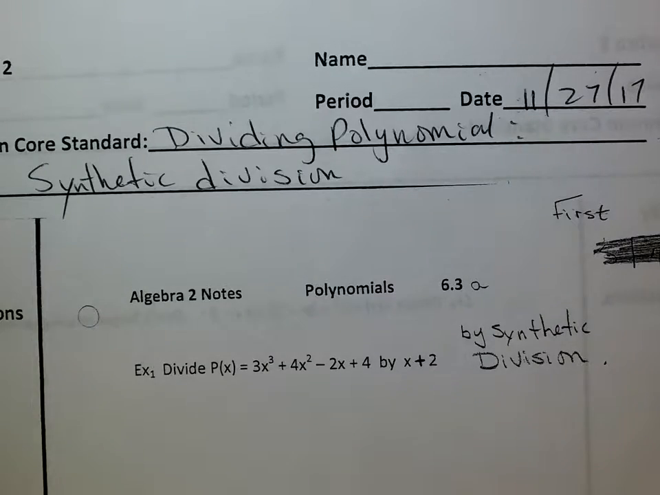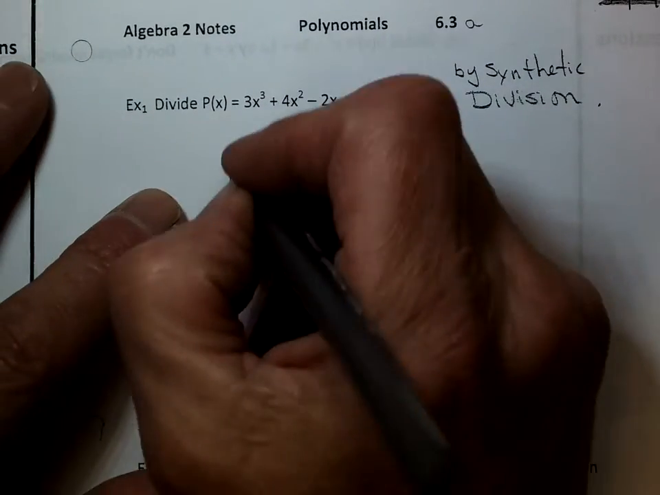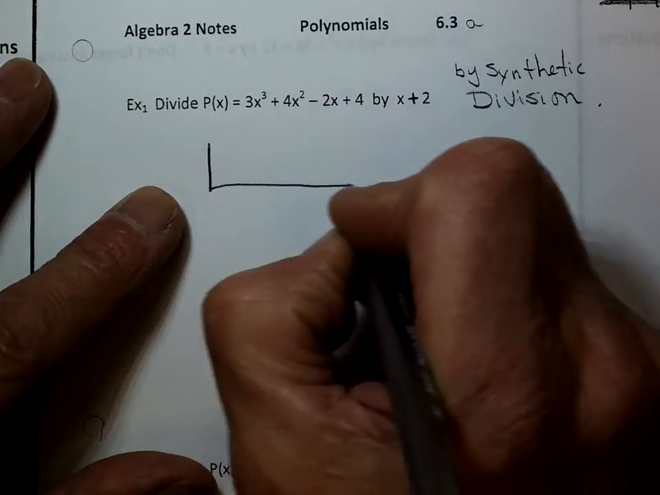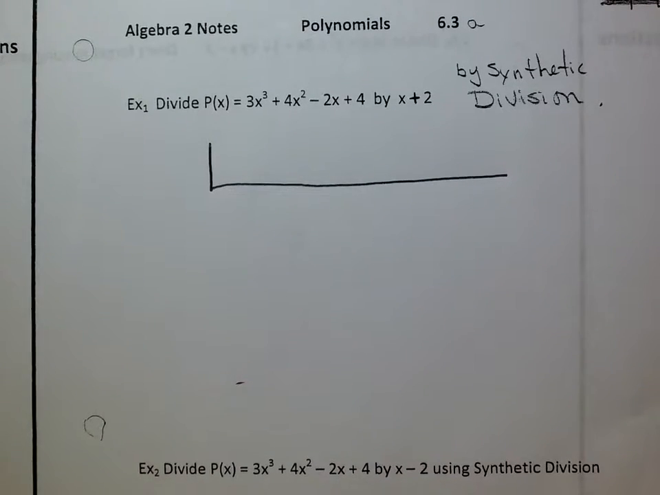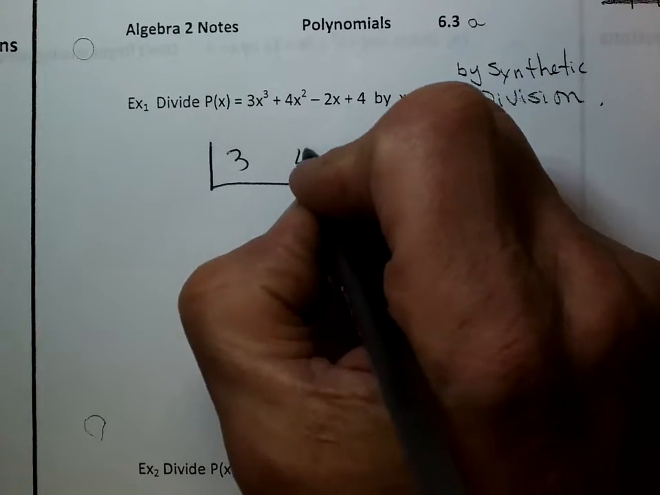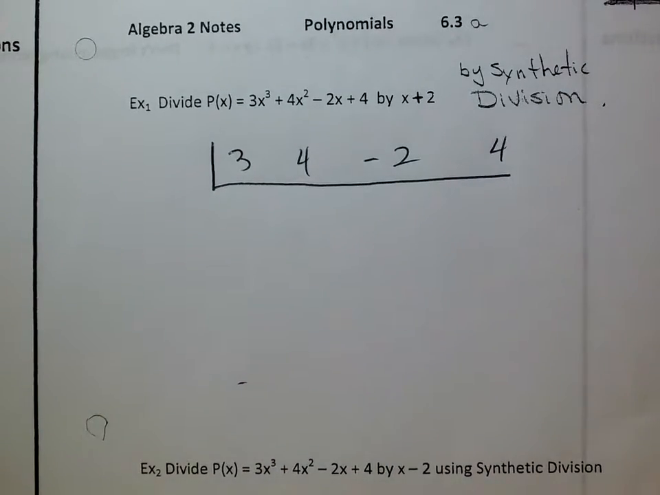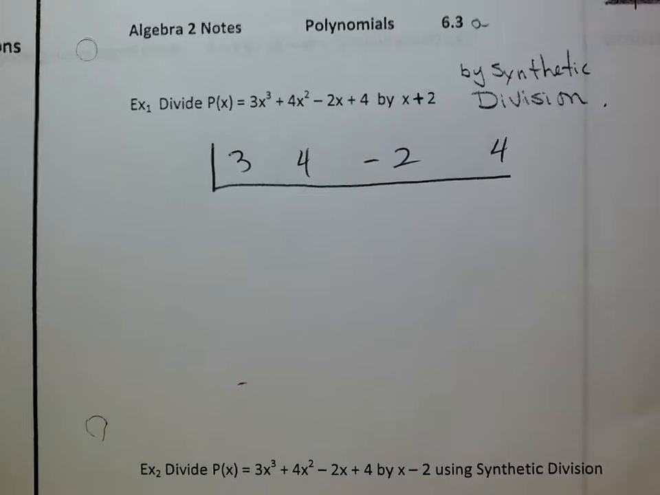I'm going to go through the steps with you. First step, no matter what: let's start right with our upside down division. Step two, let's put all of the numbers in: 3, 4, -2, and 4. To do synthetic division, we do the upside down division because it tells us we're doing synthetic division. The x's are invisible. Don't write the x's.